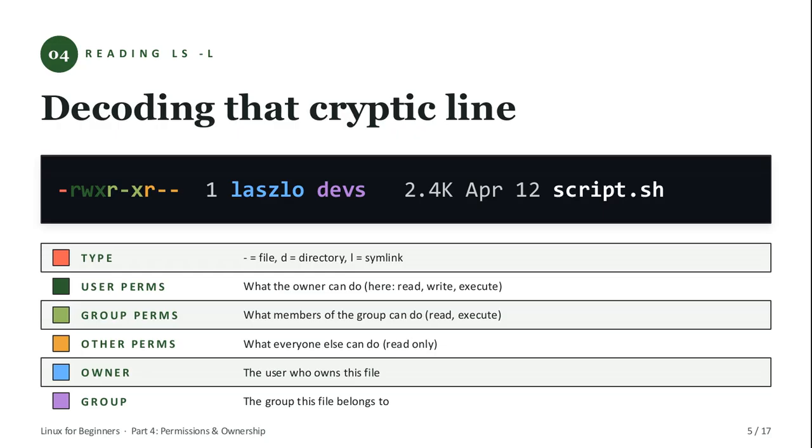Now let's see those 9 switches in the wild. When you run ls -l, that first cluster of characters tells the whole story. The leading dash means it's a regular file. Then rwx for the owner Laszlo. Full control, read, write, execute, followed by r-x for the devs group who can read and run but not modify, and finally r-- for everyone else, who only get to look. After that come the owner, the group, the size, the date, and the file name. One dense little line, but every character earns its place.